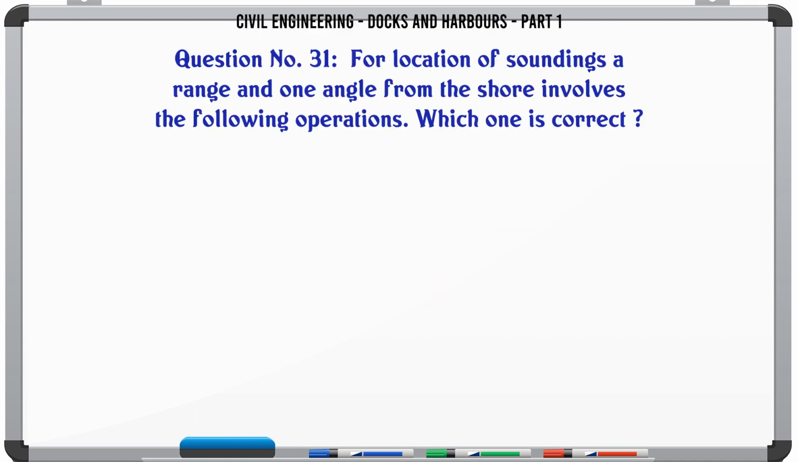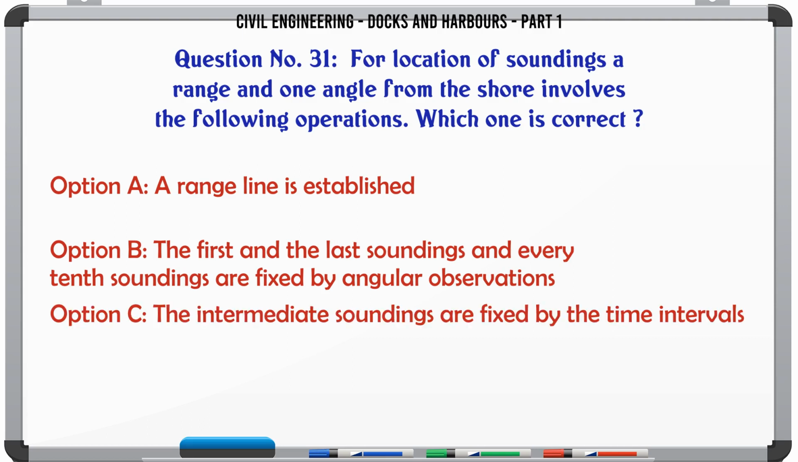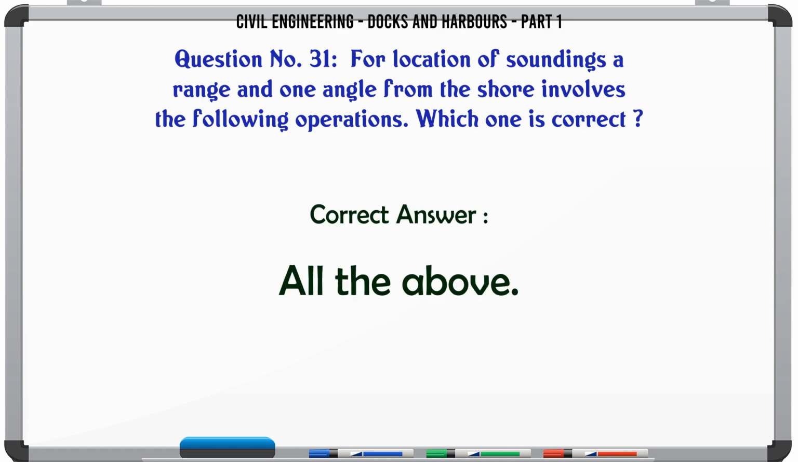For location of soundings, a range and one angle from the shore involves the following operations. Which one is correct? A. Range line is established. B. The first and the last soundings and every tenth sounding are fixed by angular observations. C. The intermediate soundings are fixed by the time intervals. D. All the above. The correct answer is all the above.